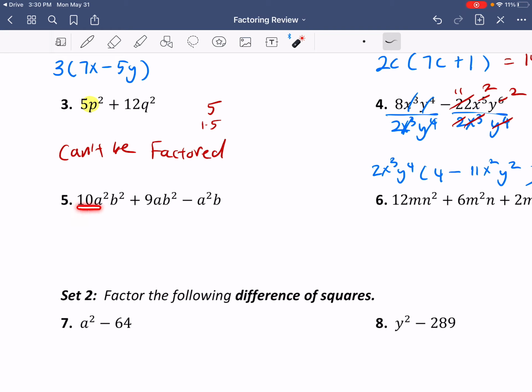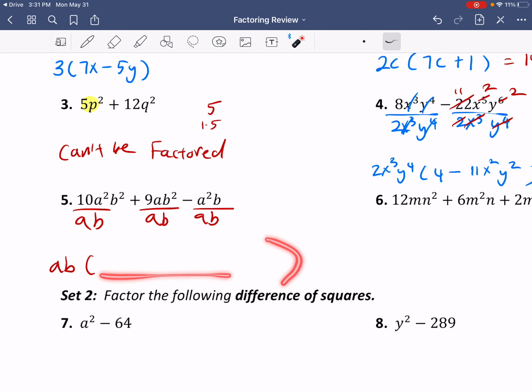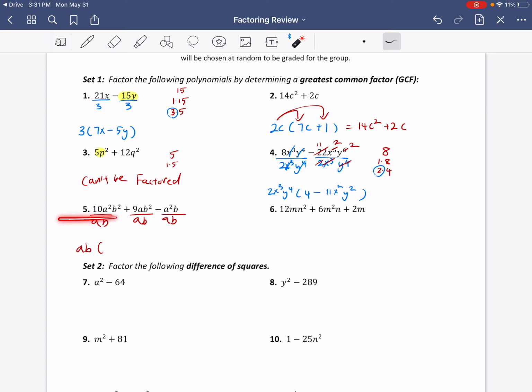The smallest, we have 10, 9. This one doesn't have a number, which means it has 1. So you cannot take out any number. You can only take out a. This one has 2 a's, this one has only 1 a, this one has 2 a's. So you can only take out 1 a each time. And this one has only 1 b, which means you can only take out a, with b left over like that. Okay? And then factor out everything. So that's what you do. Make sure to try this too.